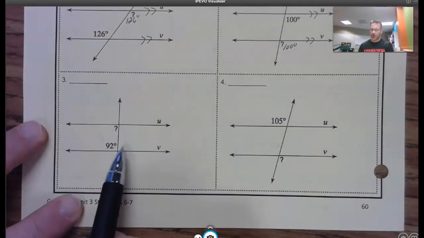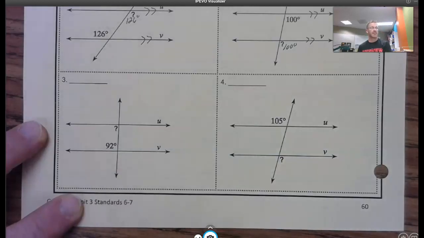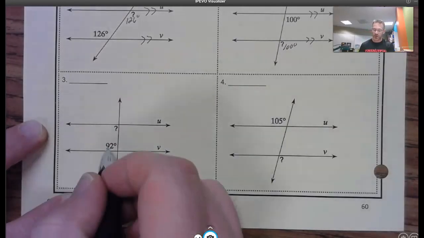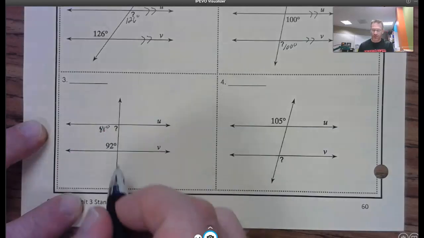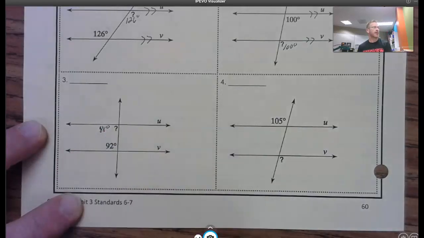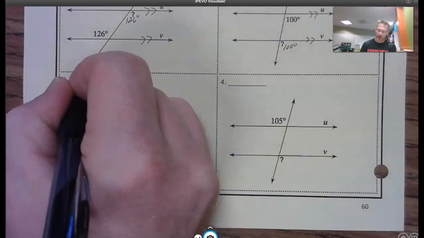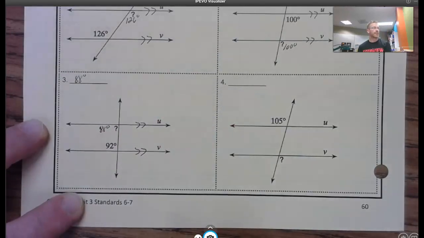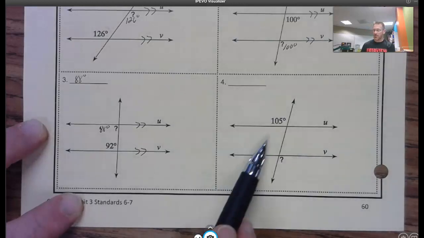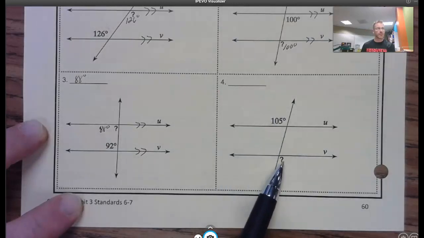All right, so now when we look at these two angles, right, these two angles are same side interior angles. Now remember, we want same side interior angles to be supplementary in order for our lines to be parallel. So if this is 92, all right, then we want this to be 88 degrees. So that 88 and 92, all right, that's 180, and therefore our lines U and V will now be parallel.